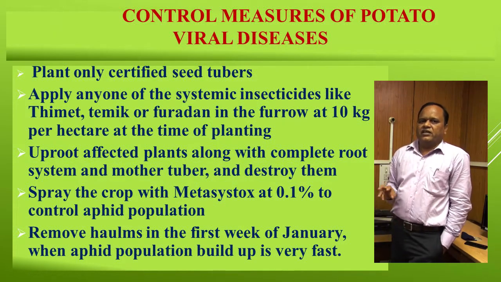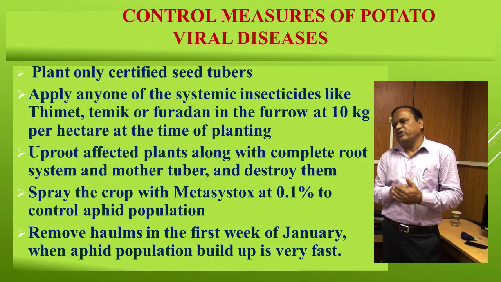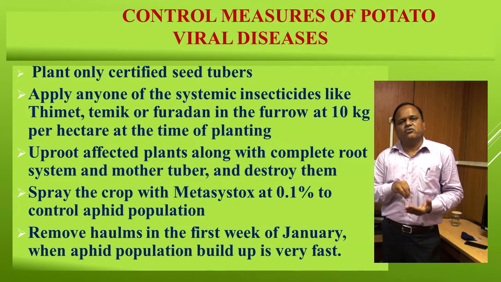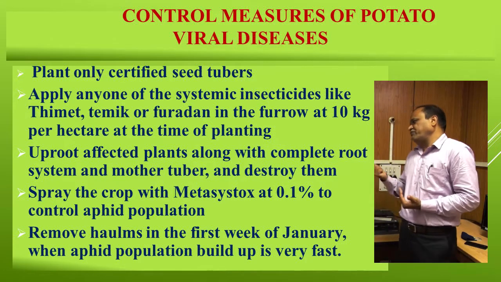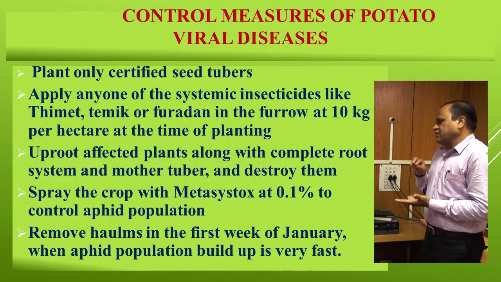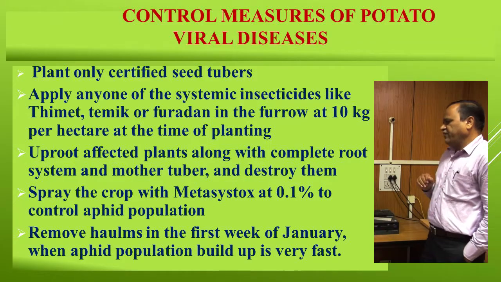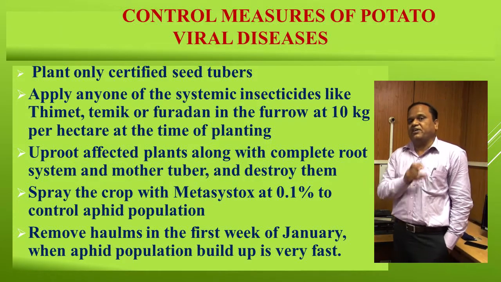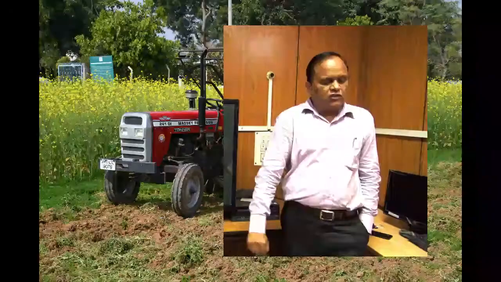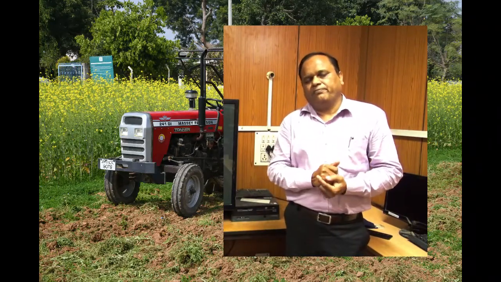As you know, aphid is the main agent for the transmission of the virus from one plant to another plant. So it is very essential to control the aphid. For the control of aphid, Metasystox at 0.1% should be sprayed. Remove haulms in the first week of January when aphid population buildup is very fast. So haulms should be removed during January. So this is all about the disease management of the potato.